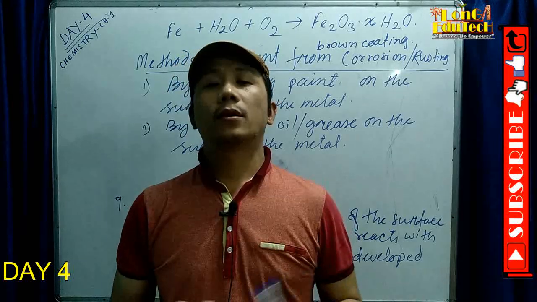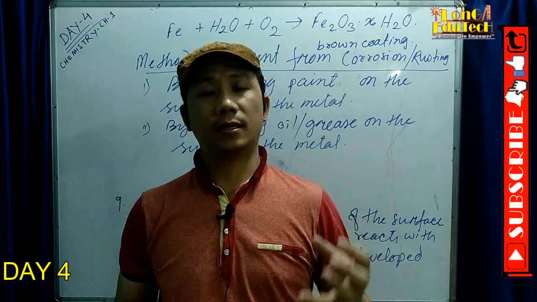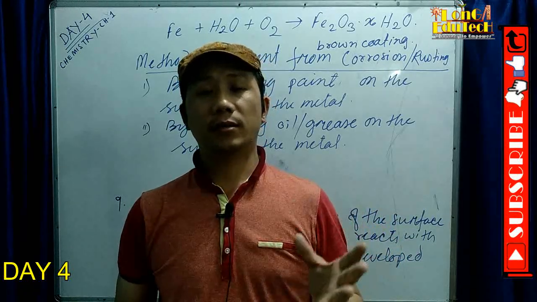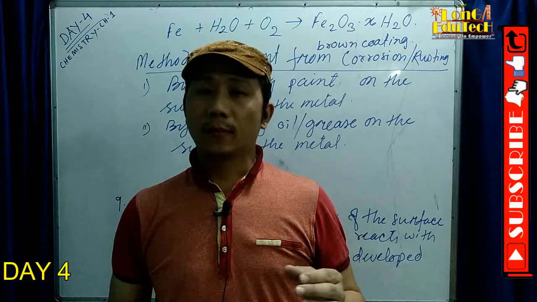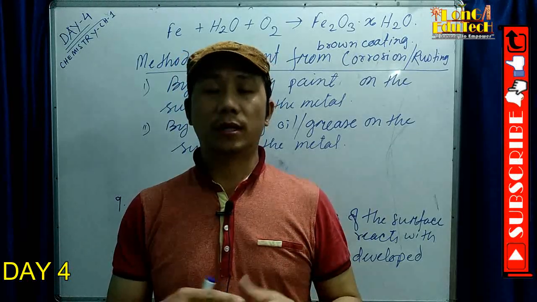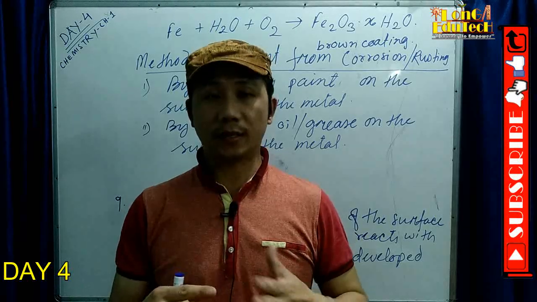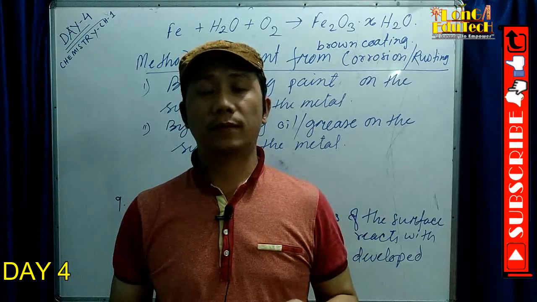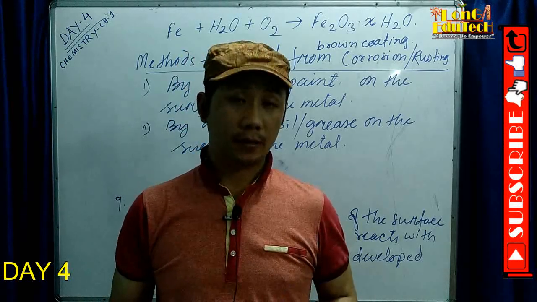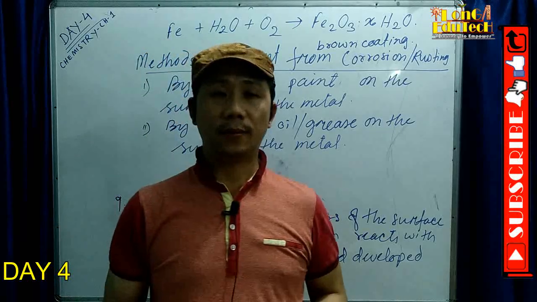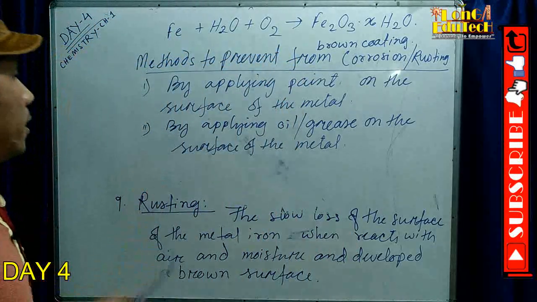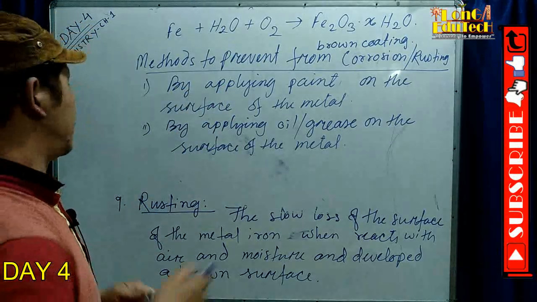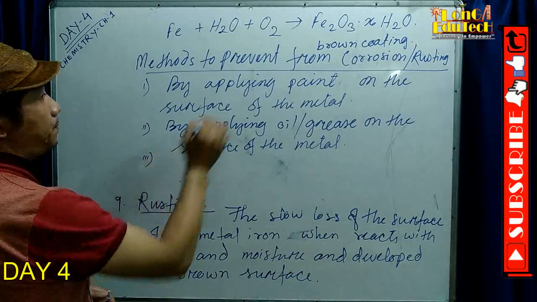Why? Because inside there are machines, the piston and all. If we don't put this grease or engine oil, then the parts will undergo friction, and due to that our engine may get blocked. So to prevent that we need to add engine oil. This is just a simple example. By applying oil or grease on the surface of the metal, we can prevent corrosion or rusting.